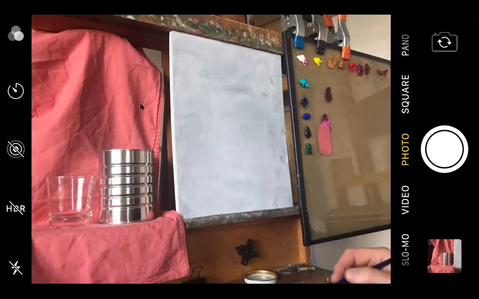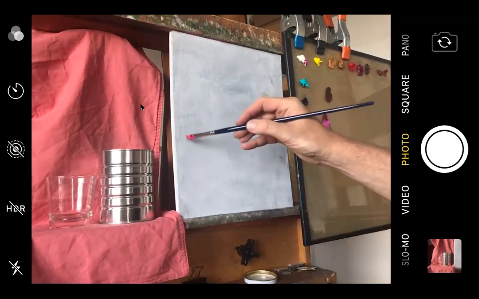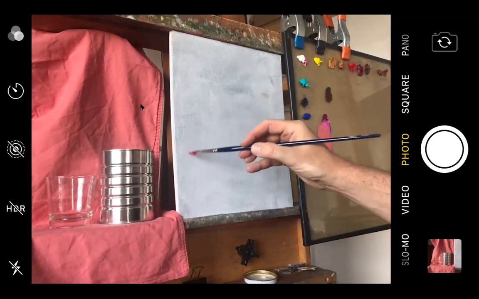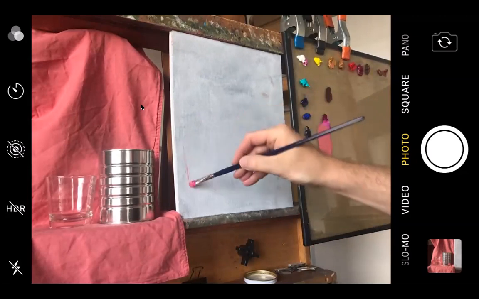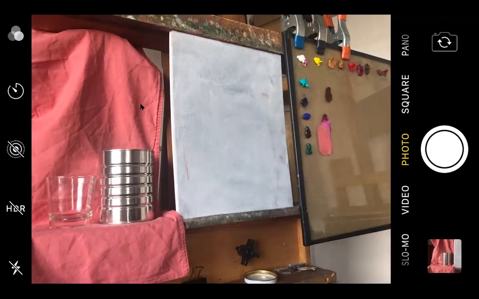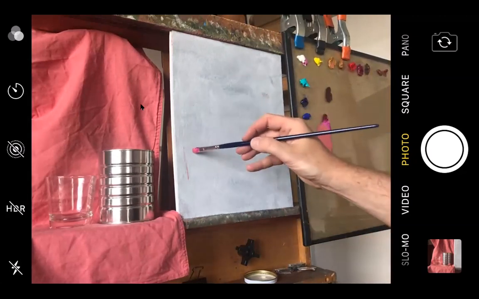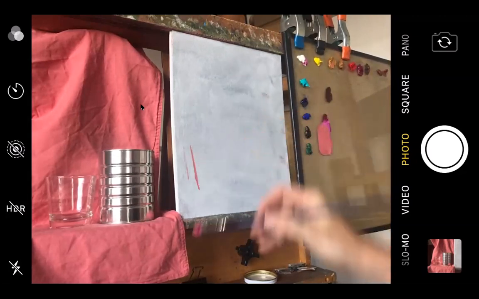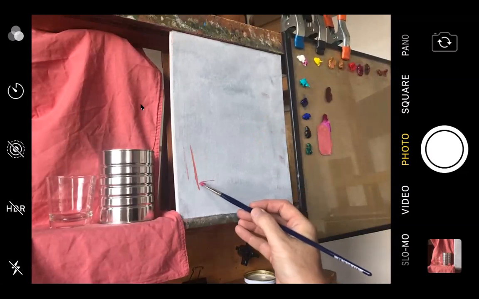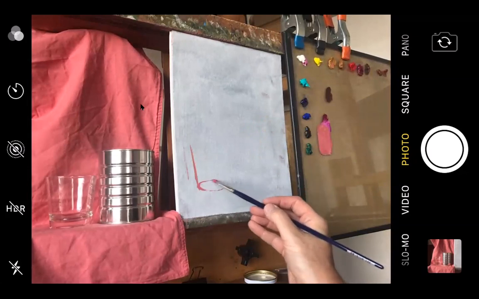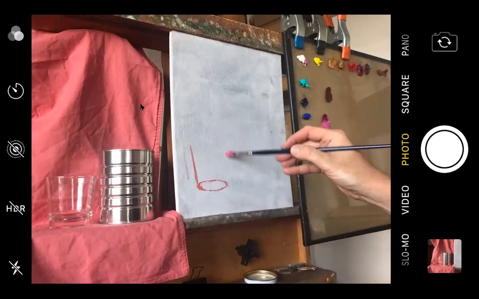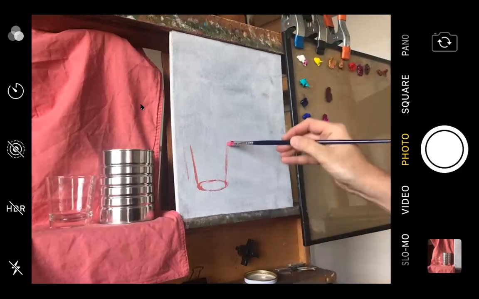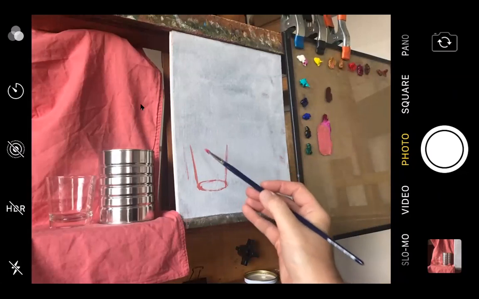And I'm going to do the same thing I did yesterday, just blocking quickly around the basic shapes of these objects. So just very quickly draw these objects. So that's where my glass is going to be.